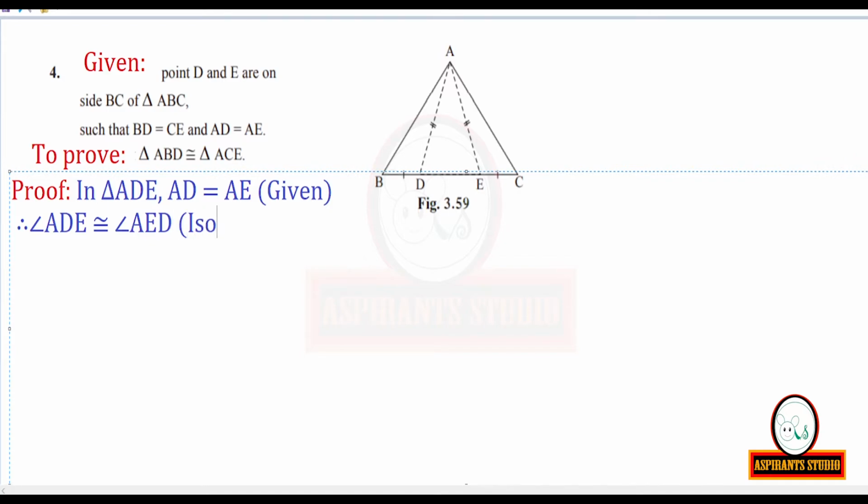Now, because of the isosceles triangle theorem, when two sides are congruent, the opposite angles are also congruent. Therefore, opposite to AD we have the angle AED, and opposite to AE we have the angle ADE. So angle ADE is congruent to angle AED, that is equation number 1.